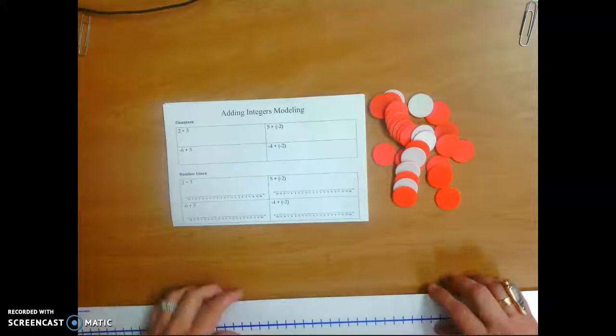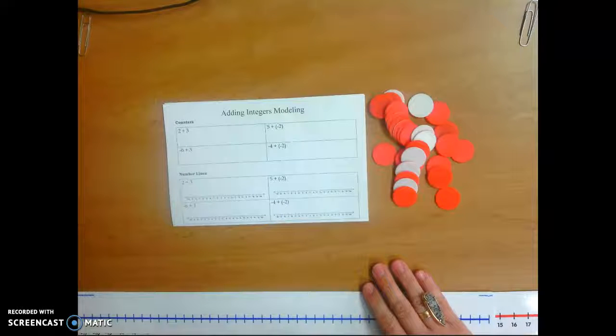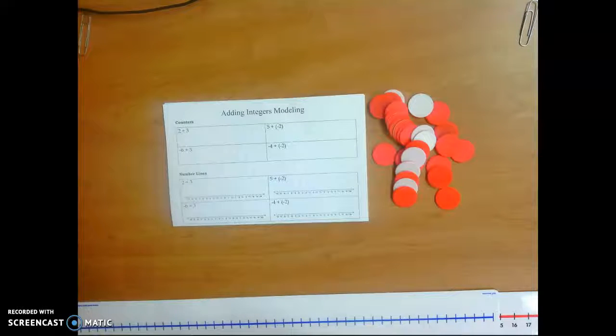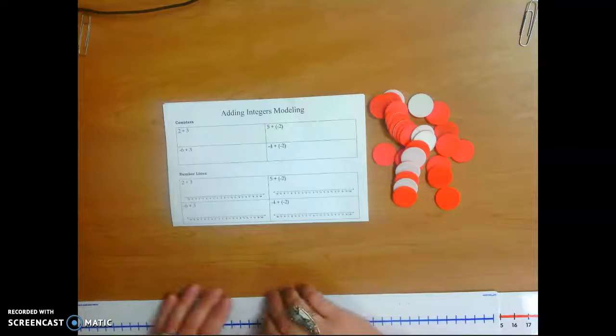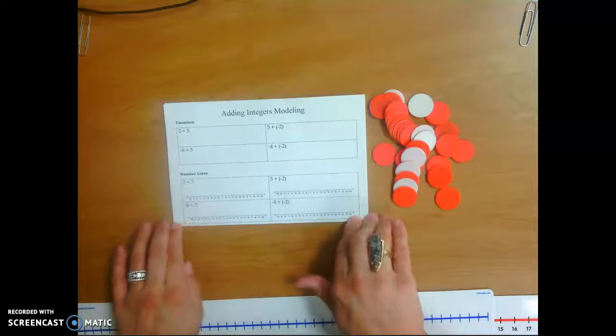Miss Nelson here. I am going to be showing you the adding integers modeling lesson and teaching you how to do this. There's also some videos of a teacher actually doing it with students in the classroom, but this is just your professional development on how to do it if you need some help following that.